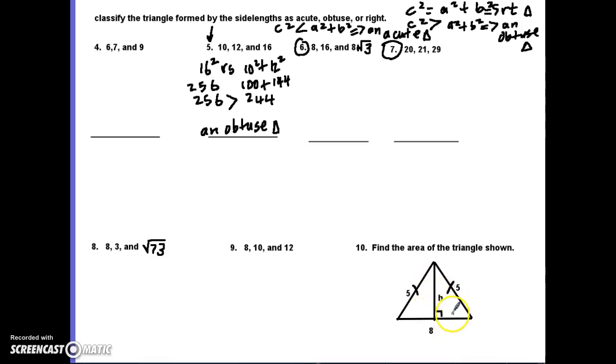So the point here is that this segment would be half of the whole thing. If the whole thing is 8, then this would have to be 4.